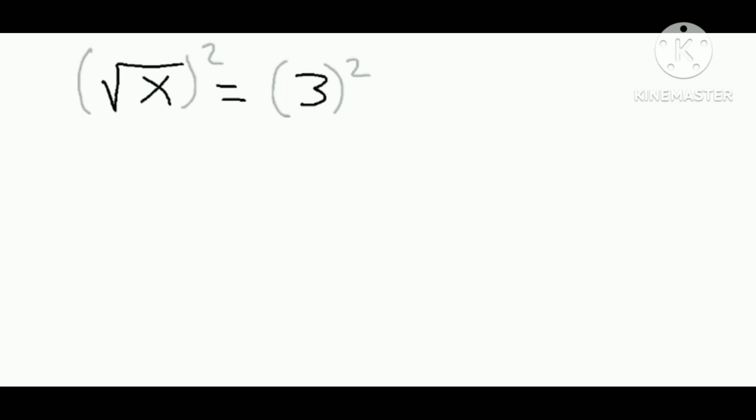So, once you square a square root, the 2's will cancel. And so, on the left side, all you have is x. 3 squared is 3 times 3, which is equal to 9. And so, that's it for that problem.